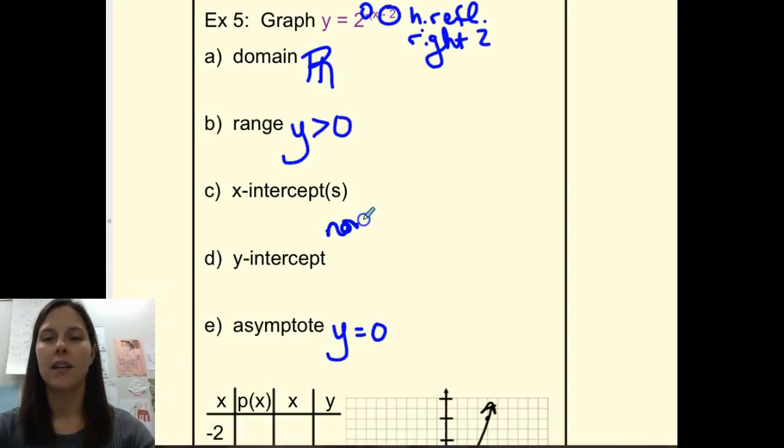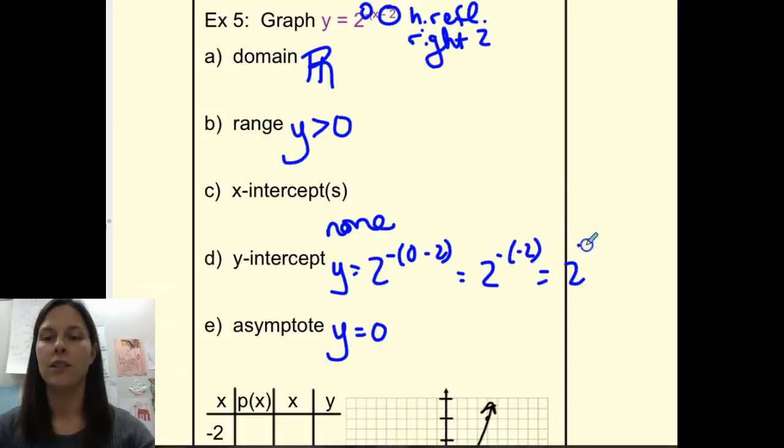Still no x-intercepts. Our y-intercept, substituting 0 for x. We get 2 to the opposite of -2, or 2 to the second power, which gives us a y-intercept of 4.